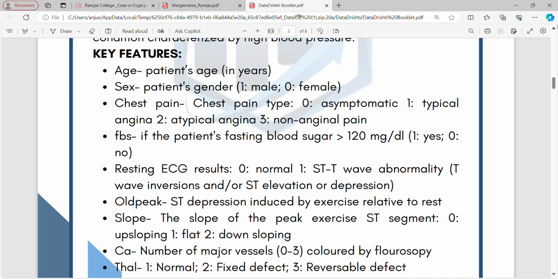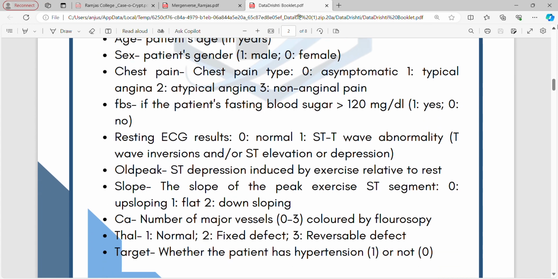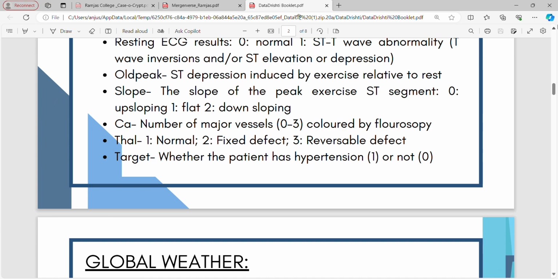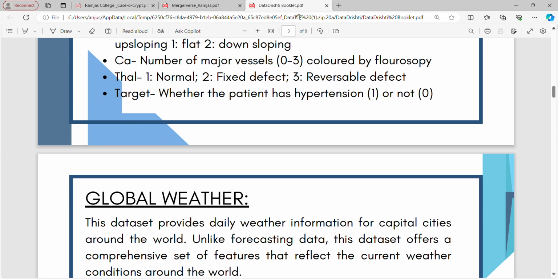Okay. Resting ECG results, if it's normal, 0; 1 means ST wave abnormality. Next is old peak, the ST depression induced by exercise relative to rest. Slope, the slope of the peak exercise ST segment, that is 0 for upsloping, 1 for flat, and 2 for downsloping. Okay, then CA, the number of major vessels 0 to 3 colored by fluoroscopy. Thal: 1 is normal, 2 fixed defect, 3 reversible defect. Target, whether the patient has hypertension, if yes 1, if no 0.